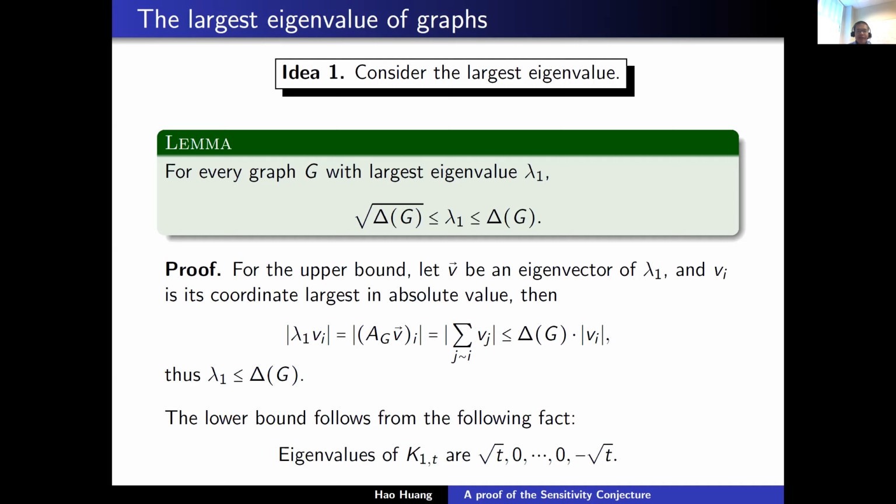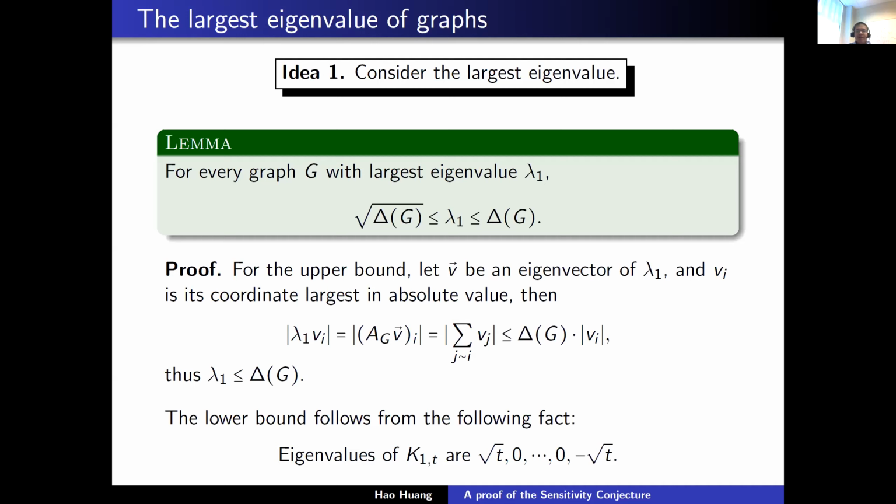And the proof of this is very straightforward. You just take an eigenvector corresponding to the largest eigenvalue lambda 1. Let's assume that Vi is its largest coordinate in absolute value. Then if we multiply lambda 1 with the vector V, you just get the adjacency matrix A_G times V. Now let's take a look at the i-th coordinate of this vector. It's lambda 1 times Vi, so it's also equal to the i-th coordinate of the adjacency matrix times V. And now by the definition of adjacency matrix, this is equal to the sum of Vj for those j adjacent to i in the graph. And every Vj has absolute value bounded from above by Vi, and there are at most Delta(G) vertices adjacent to i. So by the triangle inequality, this gives the upper bound, which is the maximum degree times the absolute value of Vi. And now this Vi cancels, so you just get that the largest eigenvalue is bounded from above by the maximum degree.